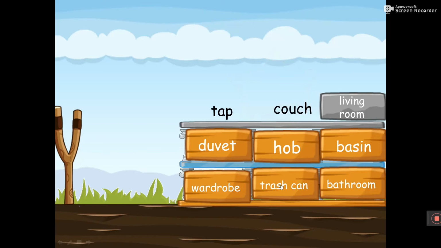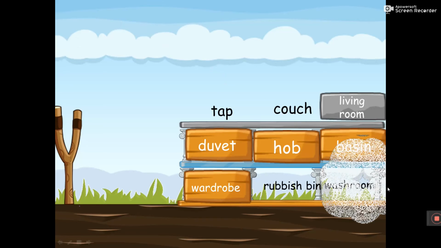Let's try another one. Let's jump down here. Trash can. That's US. What's the English? 3, 2, 1. What's your answer? Oh, rubbish bin was the correct answer. Well, it's kind of hidden here, so let's do this one next. Bathroom is UK English. What's the US English for this one? Try to guess now. 3, 2, 1. Washroom. Did you get it right?